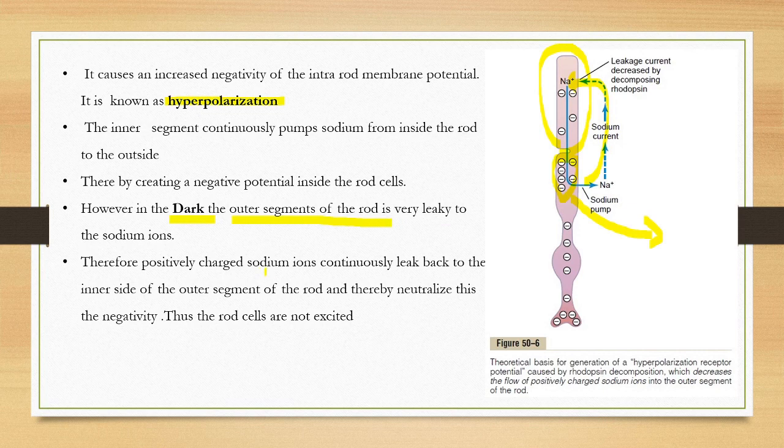So therefore the positively charged sodium ions continuously leak back to the inner side of the outer segments of the rod and thereby neutralize this negativity. Thus the rod cells are not excited.